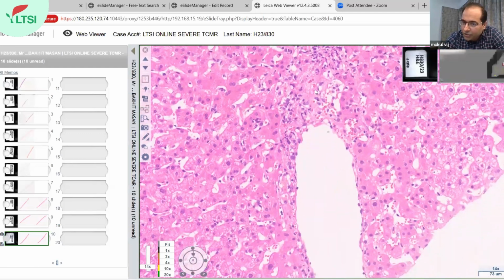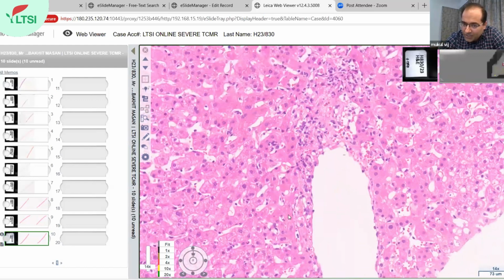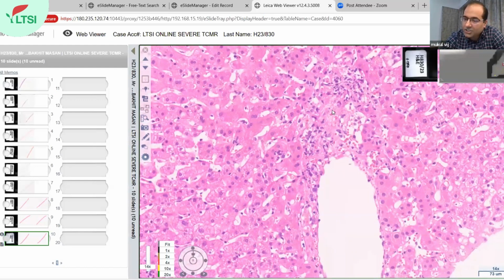Ideally, throughout the central vein, we should see hepatocytes, but in this area, you can see hepatocytes, but in this area, you don't see. So this is all showing necrosis. So we are dealing with a severe rejection with involvement of the portal as well as central areas.